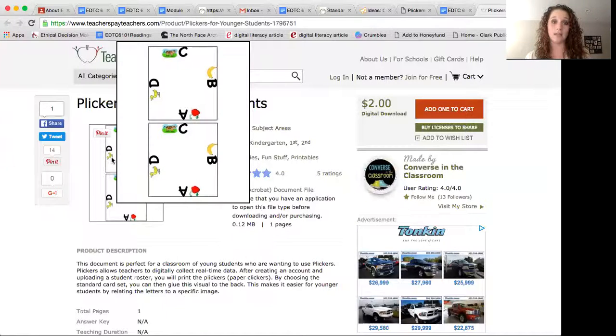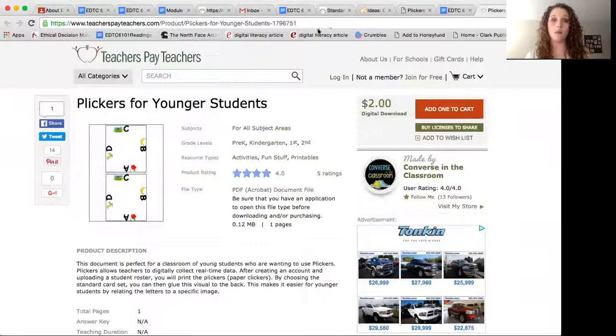But overall, I know that I'll find the most success with Plickers by just using it a lot. The more I set my expectations, the more the kindergartners use it, and the more comfortable we get with the whole idea of Plickers, I think it'll work really great.